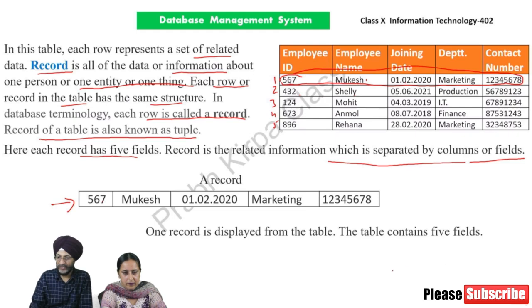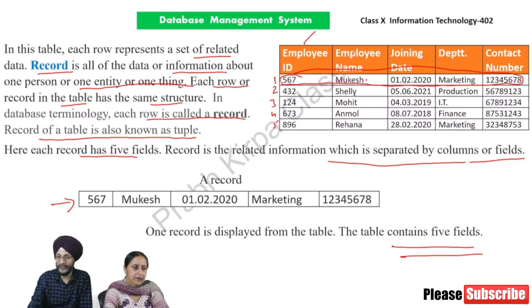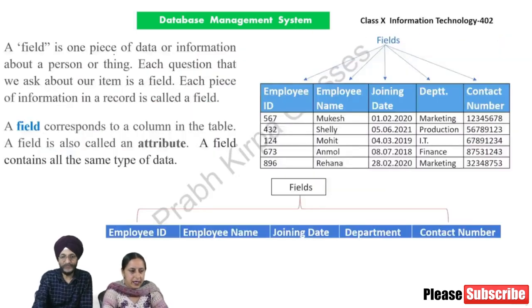In this table, as already told, we have shown only 5 rows, and there are also 5 fields. Next. A field is one piece of data or information about a person or thing. Each question that we ask about our item is a field. Each piece of information in a record is called a field. A field corresponds to a column in the table.